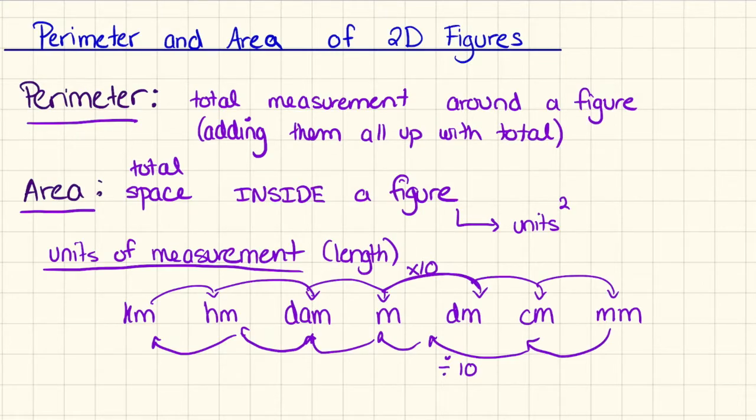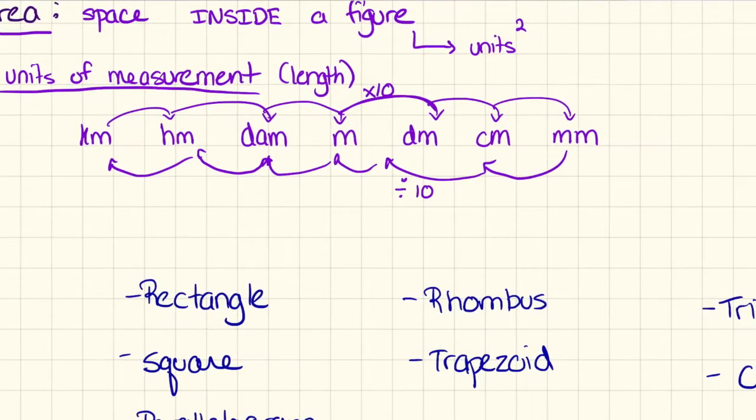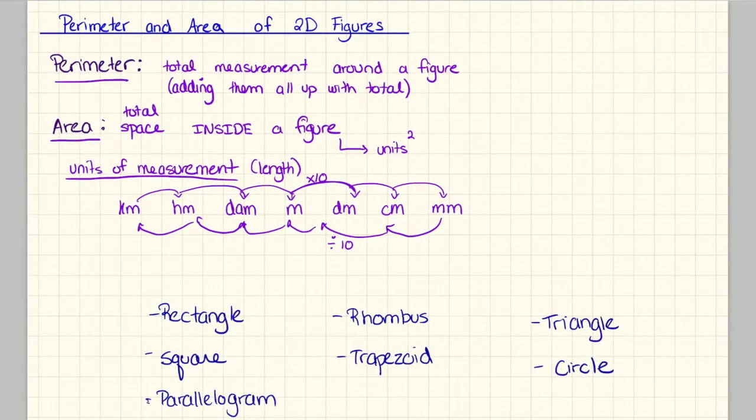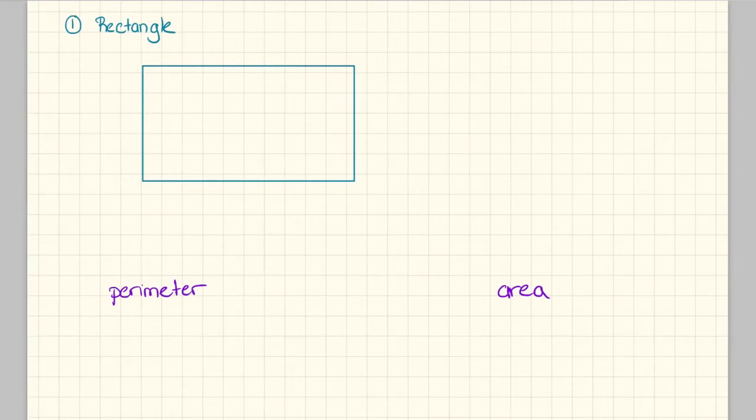This lesson will just cover how you calculate the perimeter and area of 2D figures. All of these figures will be covered. We're first going to start with a rectangle, and I've already drawn a rectangle for you. It is very blank, but we're going to fill it out with some important symbols.